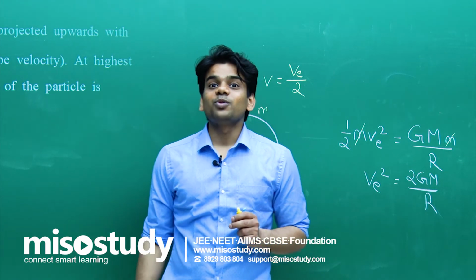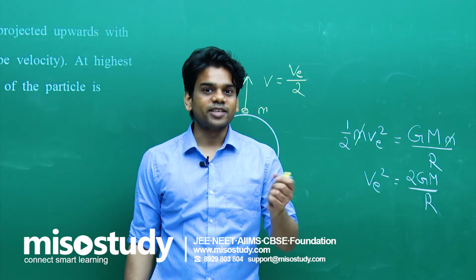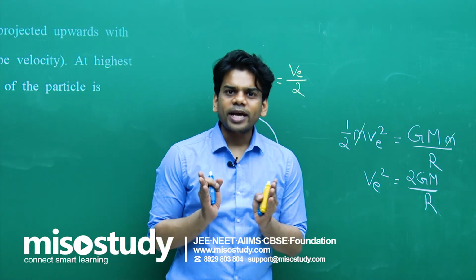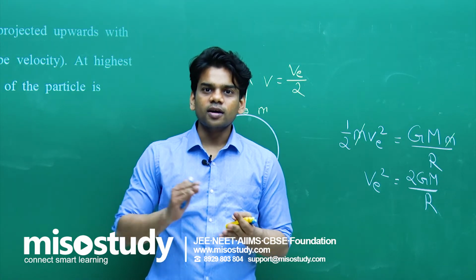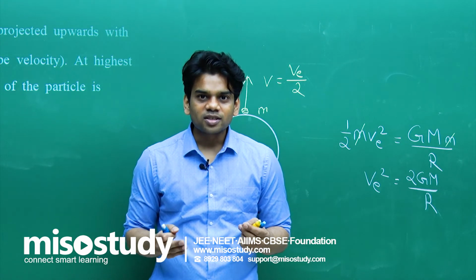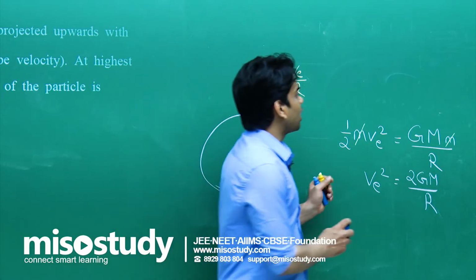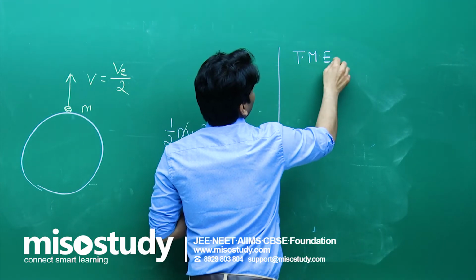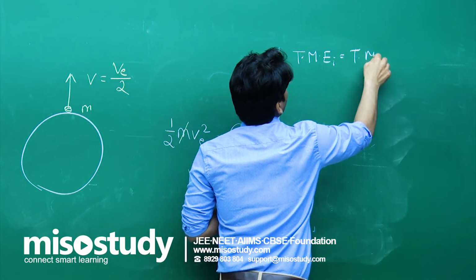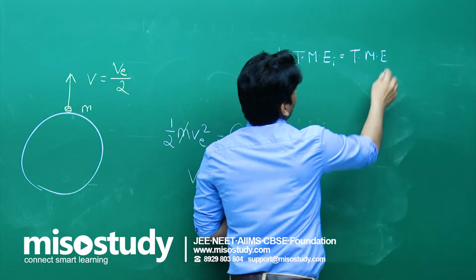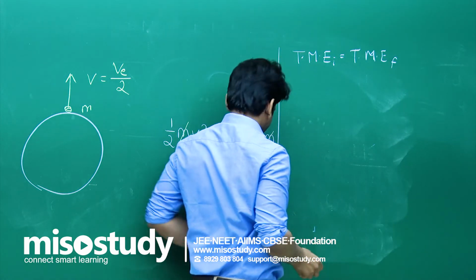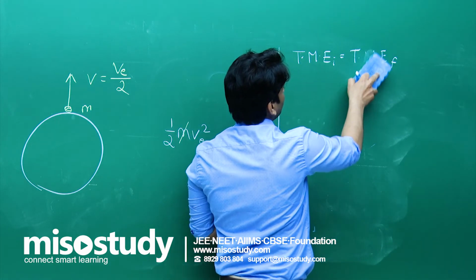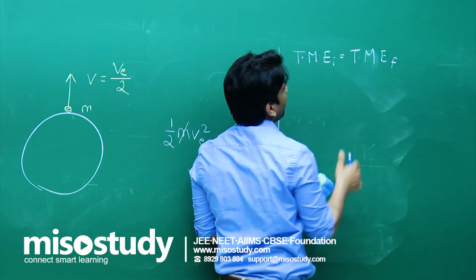We have to find out the potential energy at the highest point. At the highest point, when it reaches, the kinetic energy will be 0. Again, no external agent is doing any work on this Earth and particle system. The total mechanical energy of the system will remain conserved. So let me write down, total mechanical energy remains conserved. So total mechanical energy initial is equal to total mechanical energy final at the topmost point. This is what we will be evaluating.